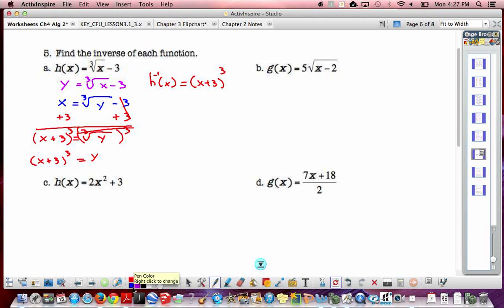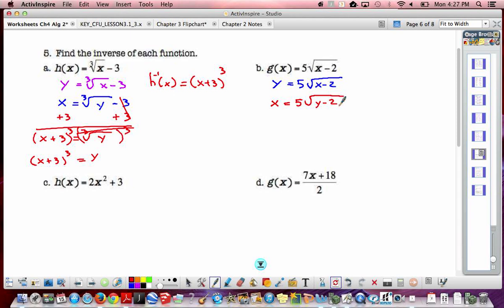All right, let's take a look at letter B. g of x equals 5 times the square root of x minus 2. Same first step. y equals 5 times the square root of x minus 2. Replace the function with y. Next step, interchange the x and y's. So x now equals 5 square root of y minus 2.